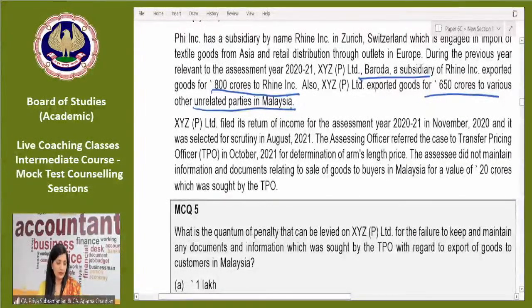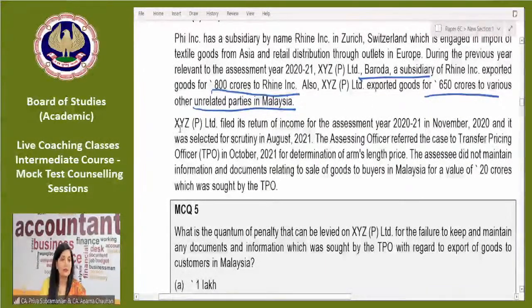For attracting the transfer pricing provisions, the entities should be associated enterprises, and the transaction is considered an international transaction only when it is entered into between associated enterprises or deemed associated enterprises. It had exported goods worth 650 crores to various other unrelated parties as well in Malaysia.